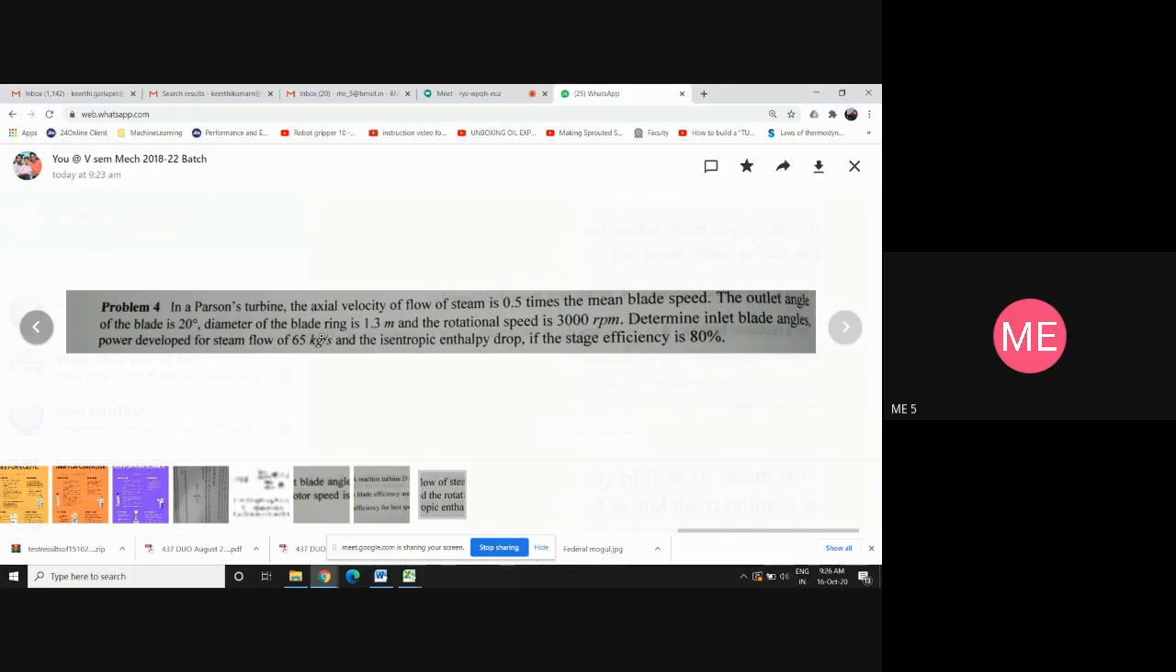See, this is somewhat tricky. You try to find it, because he has nowhere given the speed ratio. He has nowhere given V1, but he has given in terms of VA1 is equal to 0.5 times U. You have to find out and upload this as a quiz. Write down the question also. While uploading today, write down the question and then upload. Is it clear?